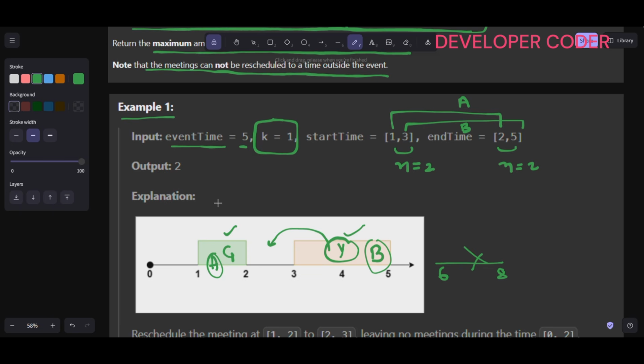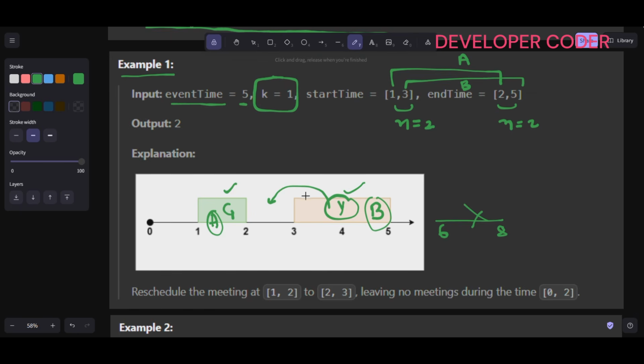Now here there is one case that I can do. See, this meeting B is at the extreme endpoint, 3 to 5. There is no time interval after that, so I can do one thing: I can pick this meeting, 1 to 2, and place it here in this position. So if I place it here, then I have meeting A here and here I have meeting B.